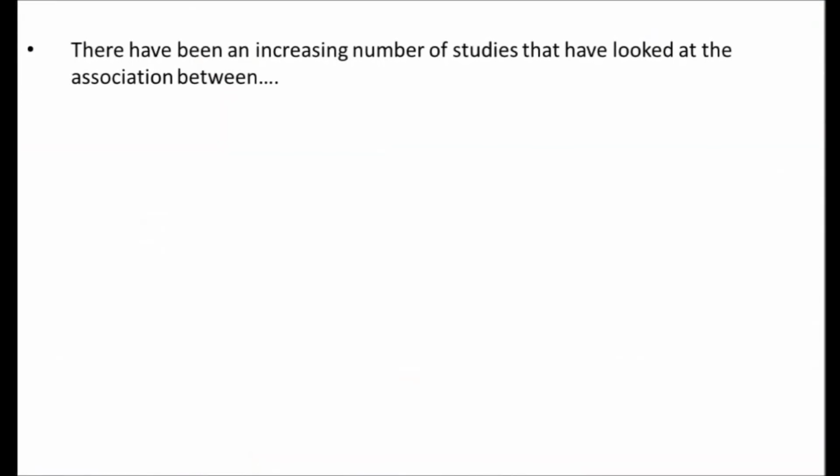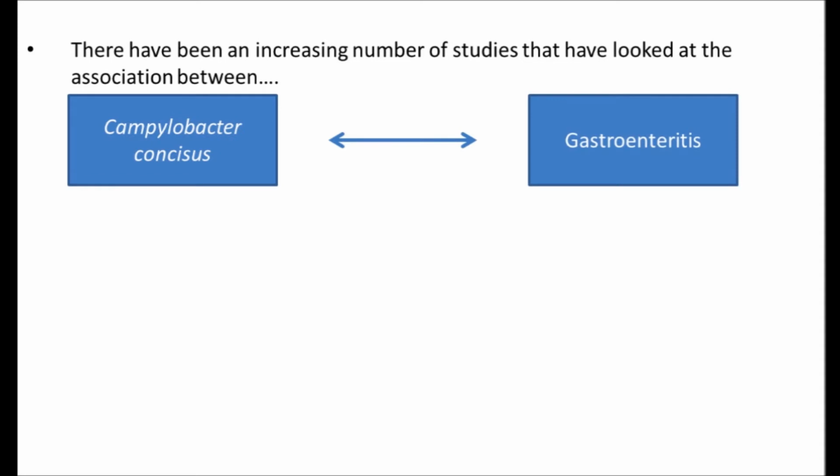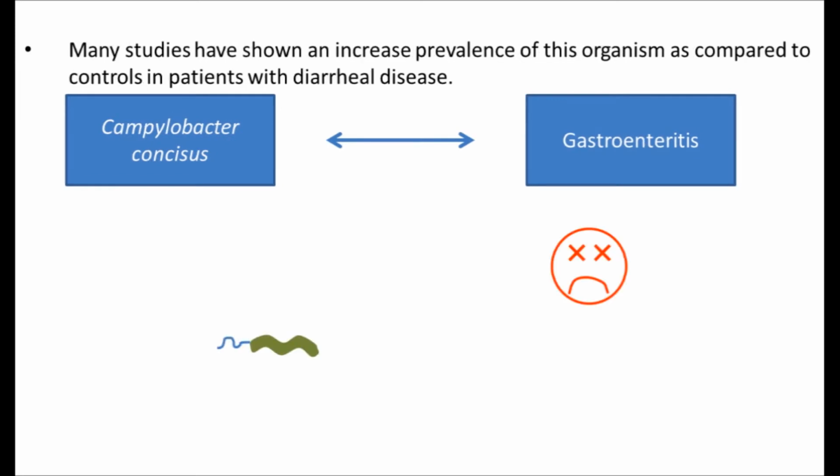Well, Campylobacter concisus was first associated with disease of the oral cavity, such as gingivitis and periodontitis. However, despite quite a long period of research, it still remains a contentious area as to whether it's involved with these diseases. There have been an increasing number of studies that have looked at the association between Campylobacter concisus and gastroenteritis, and many have shown an increased prevalence of this organism as compared with controls in patients with diarrheal disease.